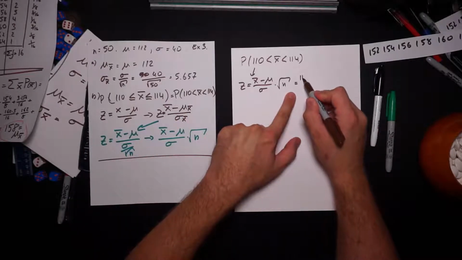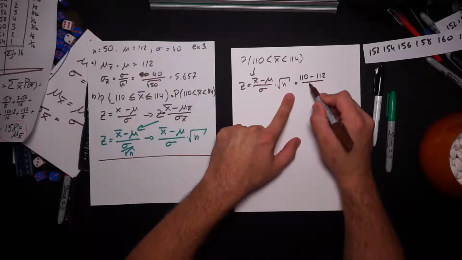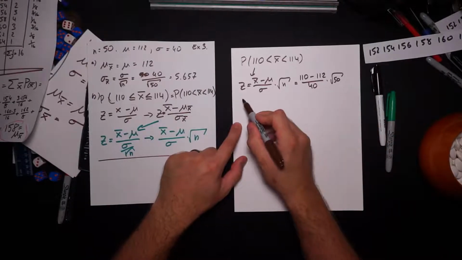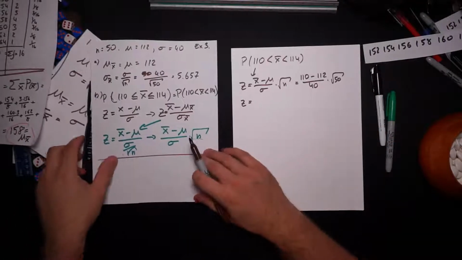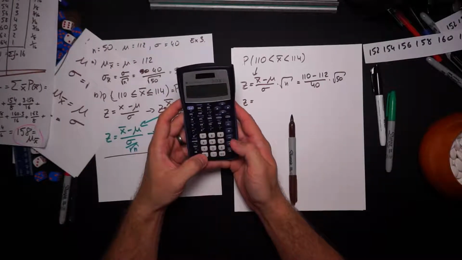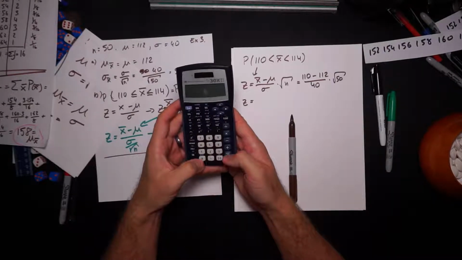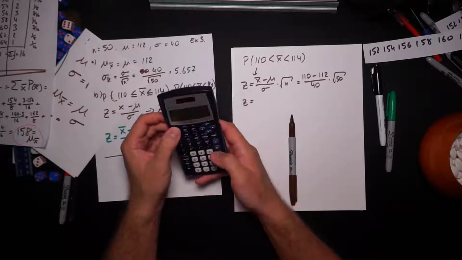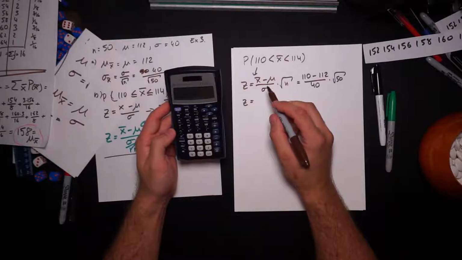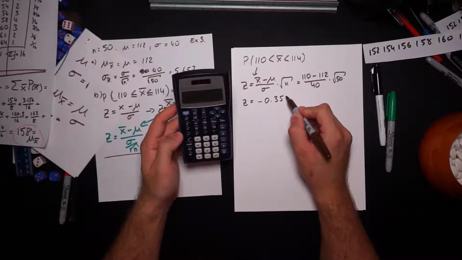So in our case, that's 110 minus 112 divided by 40 times square root of 50. And now here's the trick to typing this in. You go 110 minus 112, enter, divided by 40, enter, and then times square root of 50. And that comes out to be negative 0.354.